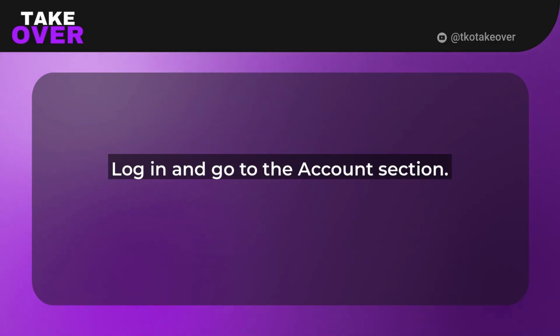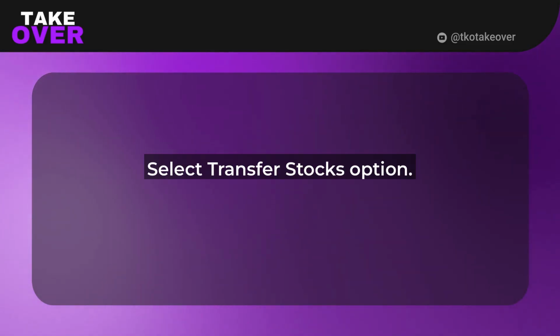Step 1. Log into your Robinhood app or website. Head over to the Account section, usually found in the menu. Look for an option like Transfers or Add Funds. Once you're there, select Transfer Stocks or Brokerage Transfer.